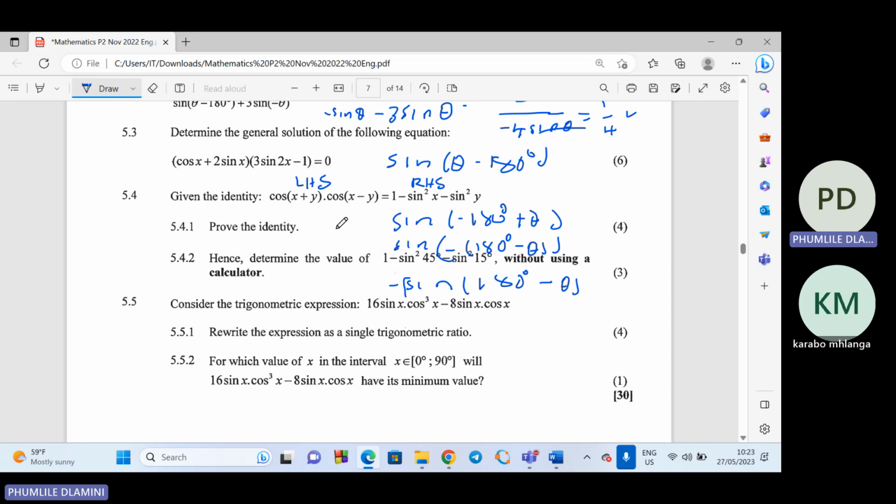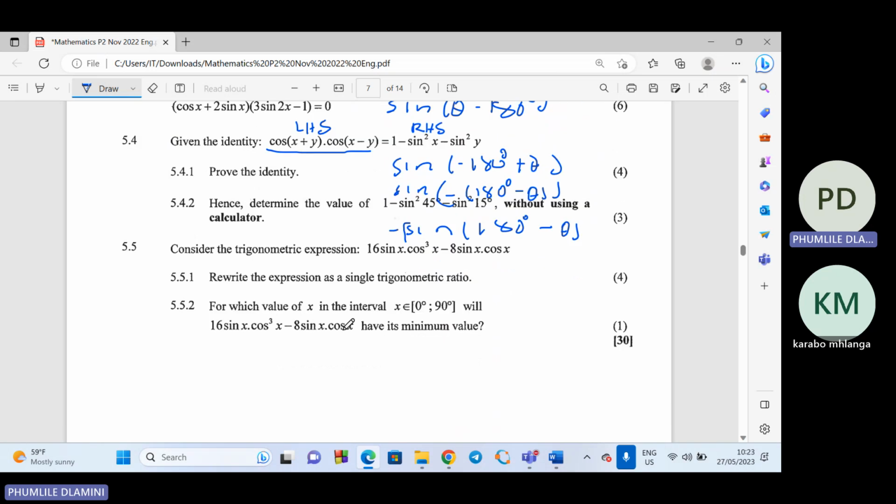So normally when you have this kind of question, you must take the side that you can see will take you quickly to the other one. We can see that the left hand side, if we use it, is going to give us this one quickly, because if we try to use the other, it might be hard for you to get this kind of equation. So in order for me to prove this, I can say my left hand side equals, I can rewrite it first so that I don't make mistakes: cos of x plus y, cos of x minus y.